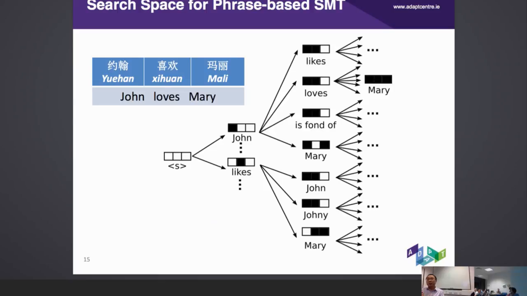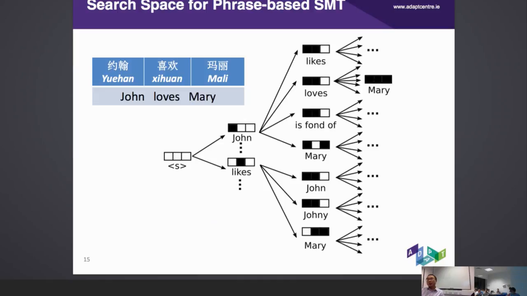And given the word in the phrase table, maybe for the same source phrase, there are many different target phrases in the phrase table. So at each step, there are a lot of choices. In this way, we can see the decoding process can be understood as a search process. So we try to search for the best translation for the source sentence.